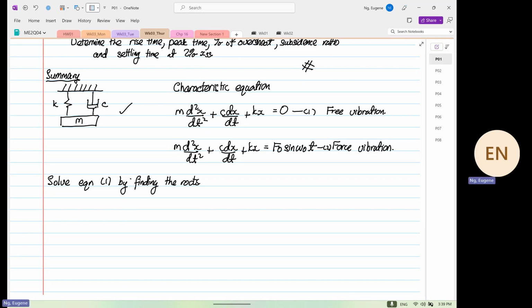Okay. So if we were to rewrite equation 1, we have d squared x over dt squared plus c over m dx by dt plus k over m x. This thing is equal to 0.